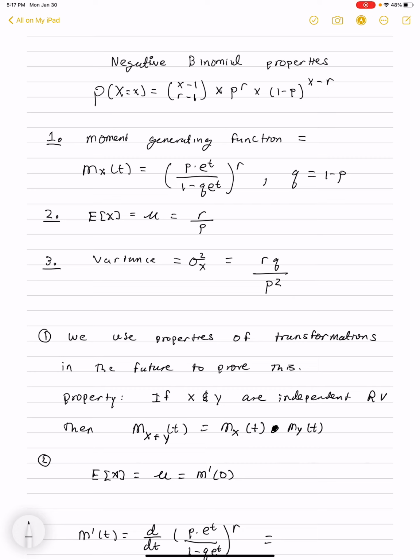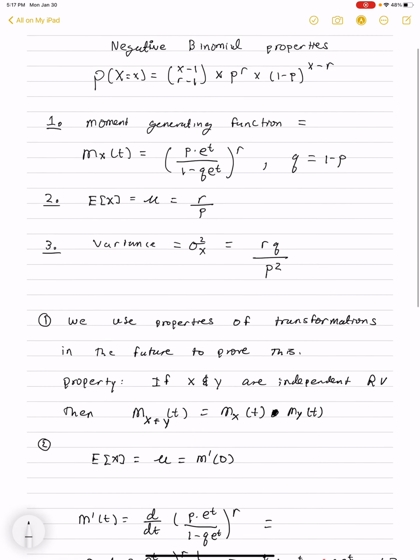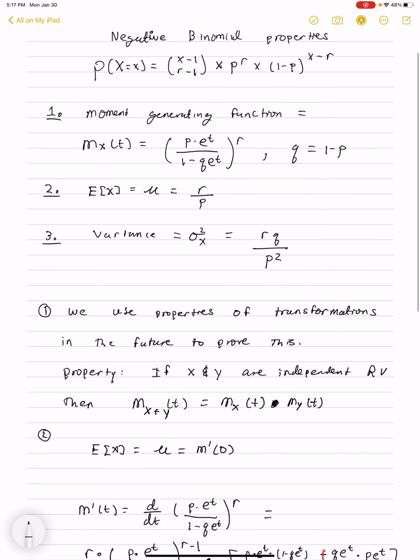Now, I'm just going to talk about fact number 2 and fact number 1, how they relate to each other. So, we should recall that the expected value is just the derivative of the moment generating function. And that's what we're going to prove. We're going to prove fact 2 using fact 1.